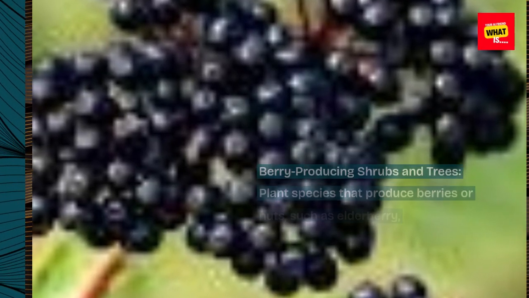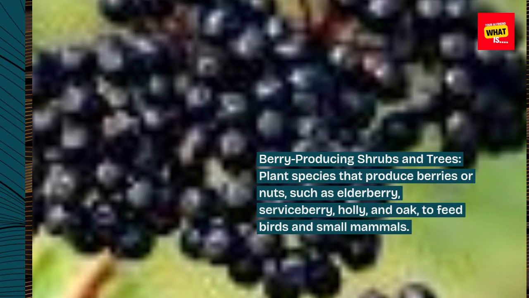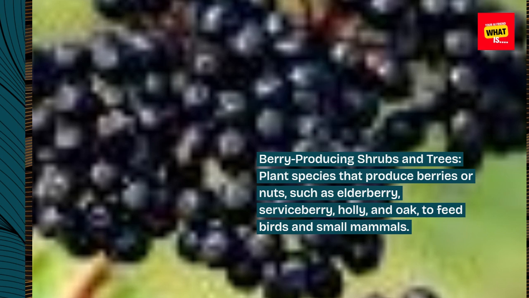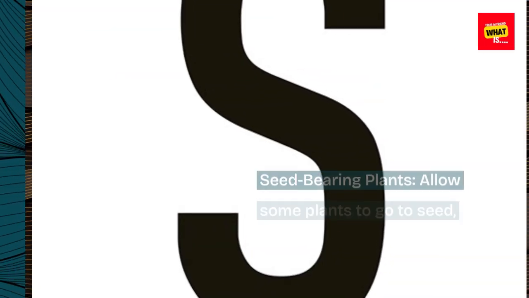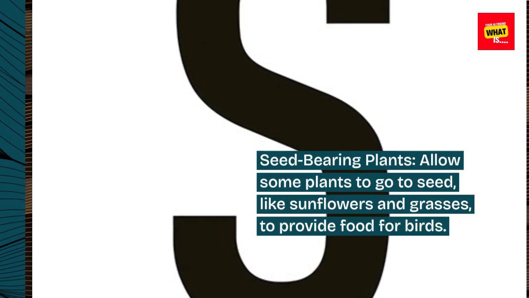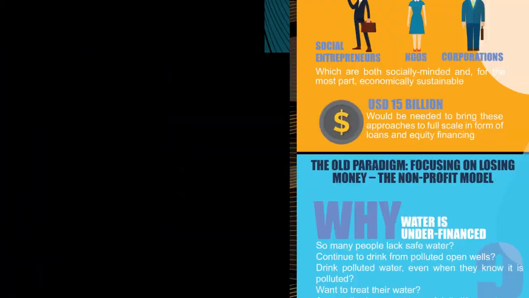Berry-producing shrubs and trees. Plant species that produce berries or nuts, such as elderberry, serviceberry, holly, and oak, to feed birds and small mammals. Seed-bearing plants. Allow some plants to go to seed, like sunflowers and grasses, to provide food for birds.